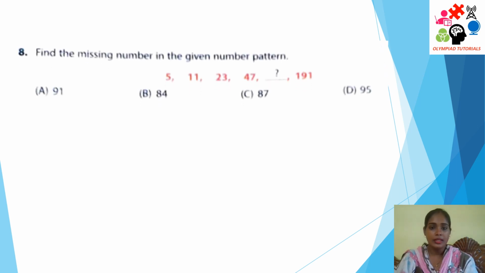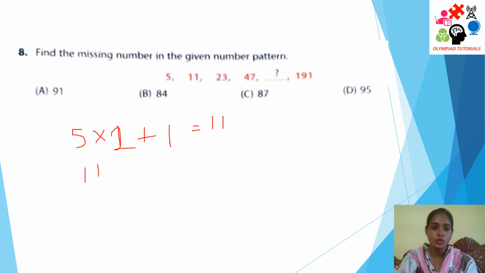Find the missing number in the given number pattern. Here you have a number series 5, 11, 23, 47 and so on, and the last number in the series is 191. If you closely observe, you can see that 5 into 2 plus 1, so 5 2s are 10 plus 1, that gives you 11. Similarly, 11 into 2 plus 1, so 11 2s are 22 plus 1, that is 23.